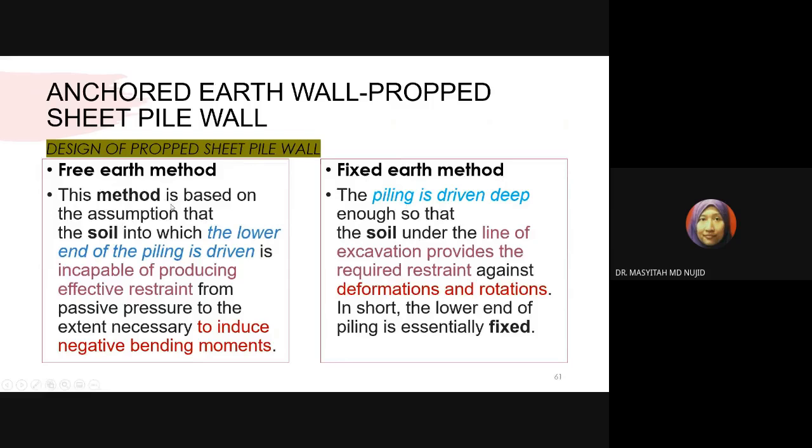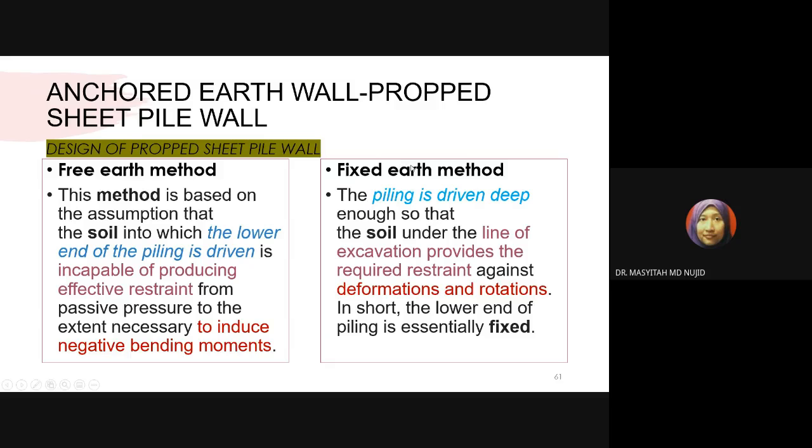The free earth method is based on the assumption that the soil into which the lower end of the piling is driven is incapable of producing effective restraint from passive pressure to the extent necessary to induce negative bending moments. While for the fixed earth method, the piling is driven deep enough so that the soil under the line of excavation provides the required restraint against deformations and rotations. In short, the lower end of the piling is essentially fixed. So now you understand the difference between the free earth method and the fixed earth method.